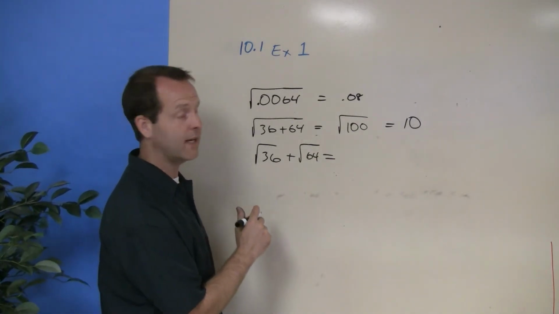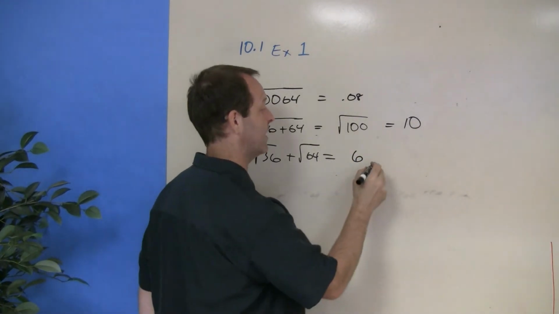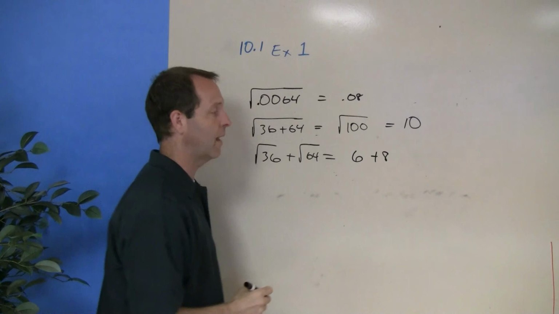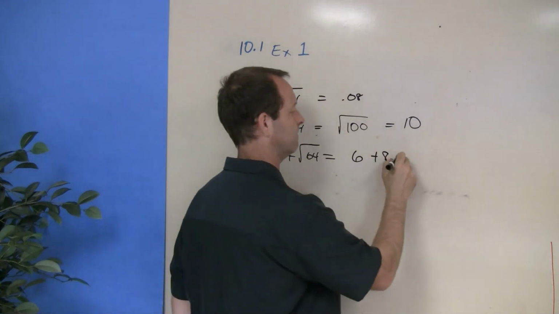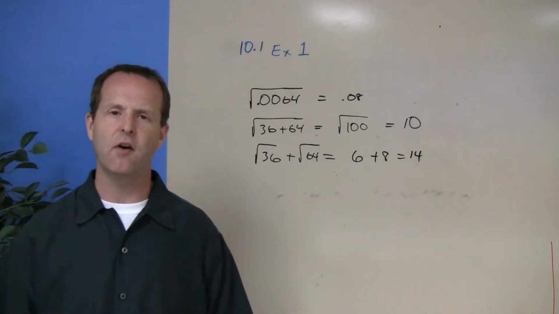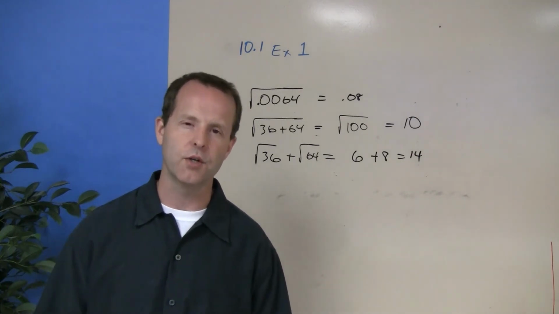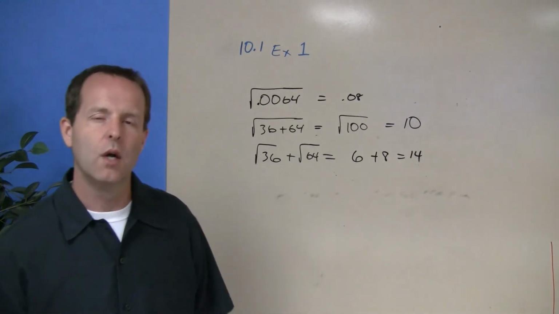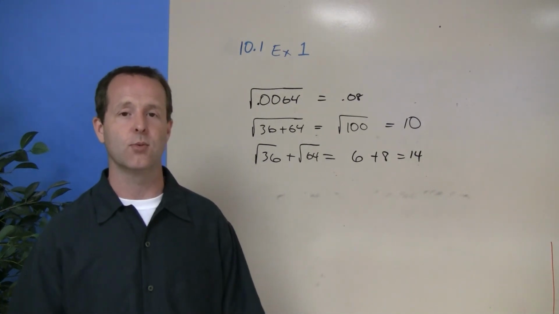The square root of 36 is a 6. The square root of 64 is an 8. And I'm left with 6 plus 8, which equals 14. So you can see on those last two examples how something very similar has two different results. So be careful about that when you're doing your homework and looking out for which way am I supposed to go, what's happening here. And we're going to have plenty of practice as we continue on.